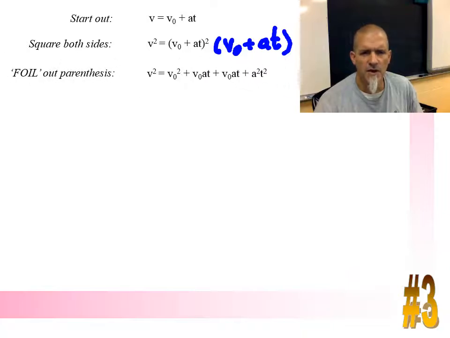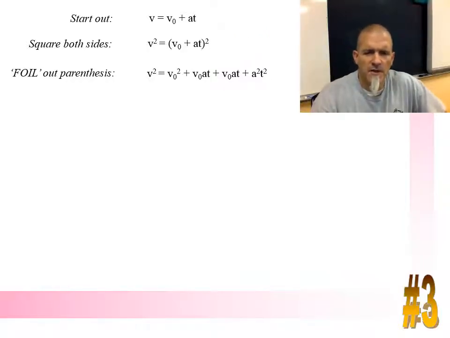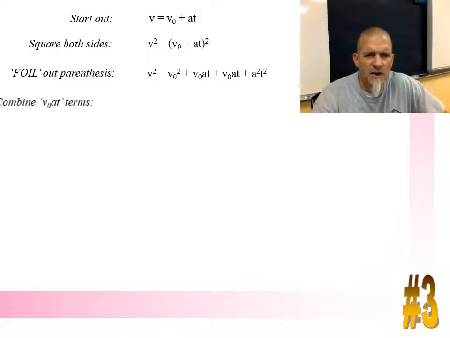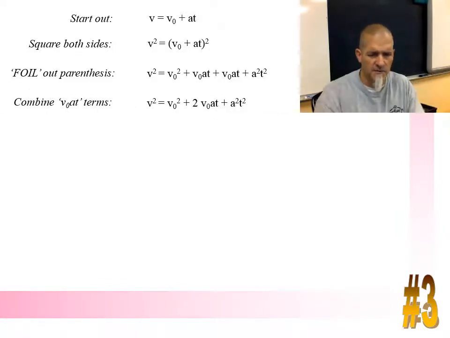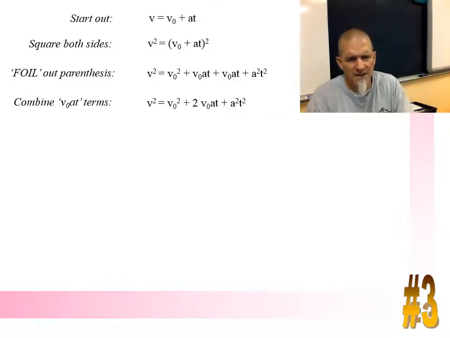In other words, you end up with this. First, outer, inner, last. AT times AT is A squared, T squared. Let's get rid of this because that's a mess. And then let's see if we can clean up some terms here. Well, if you look carefully here, you can see there's two of these V0 ATs, and so we could rewrite this as this, just simplifying it a little bit, 2 V0 AT.